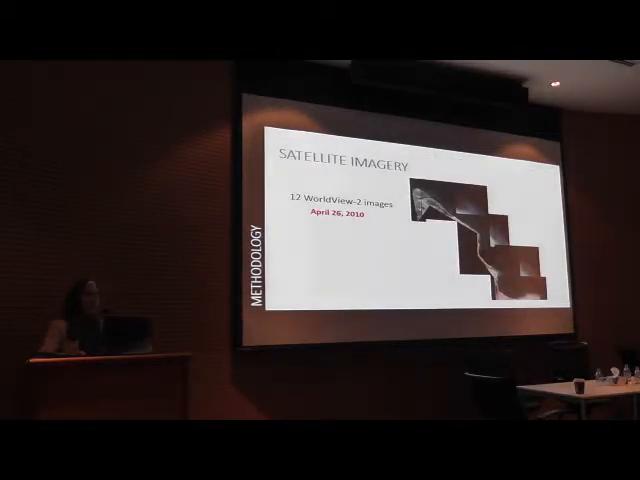The project incorporated 12 WorldView 2 images, small images called tiles. Some of the tiles were adjacent, and some of them were overlapping. Those images, when assembled, cover the area of study.